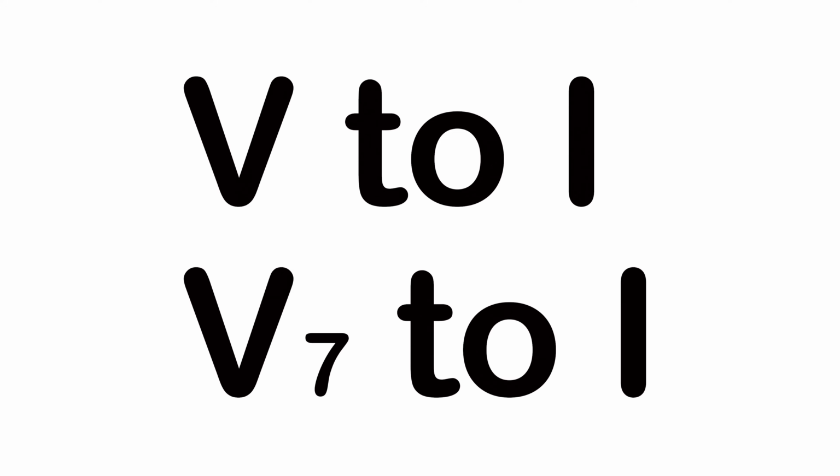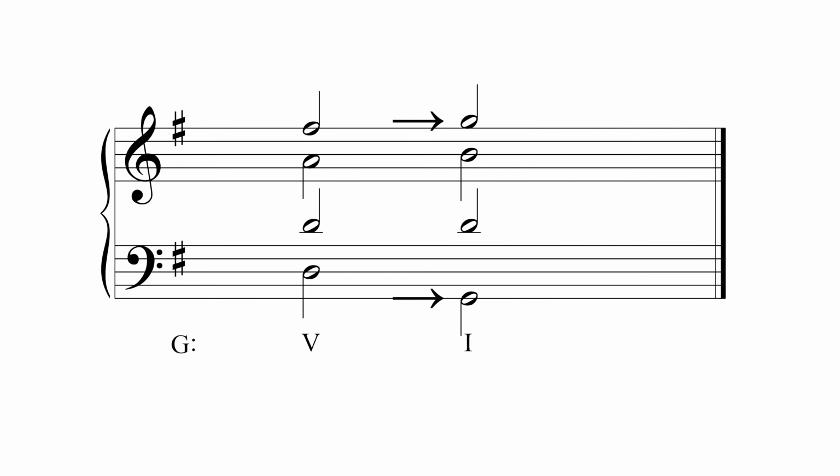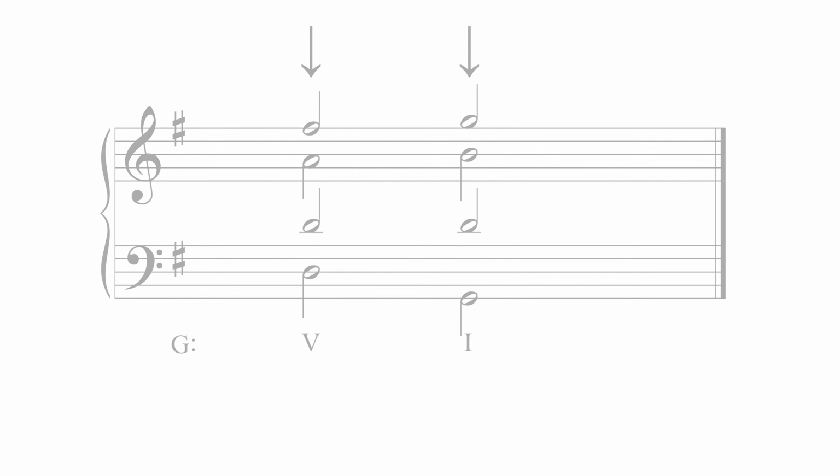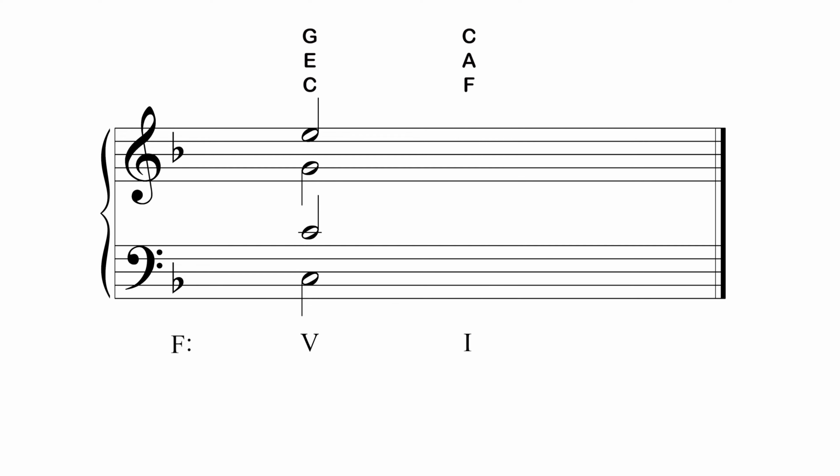This progression goes from the 5 chord or 5/7 chord to the 1 chord with the root of the 1 chord in the soprano. Both chords are in root position. Let us make a perfect authentic cadence in F major.